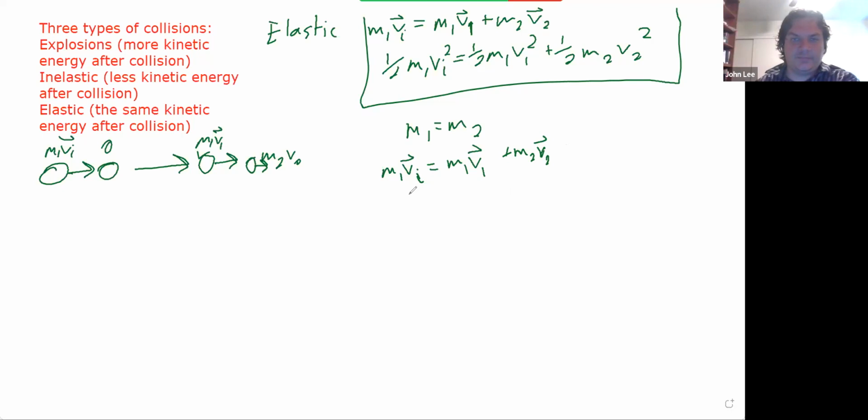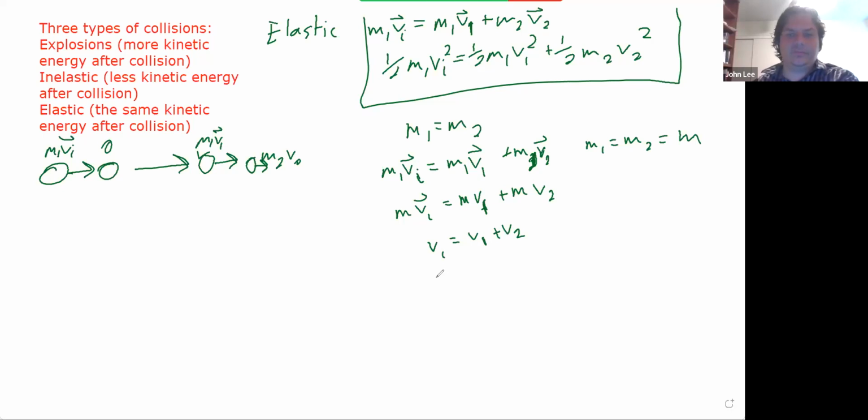And then M1 is equal to M2 equals M. Then M V initial equals M V final, V1 plus M V2. So V initial equals V final, or V1 plus V2.